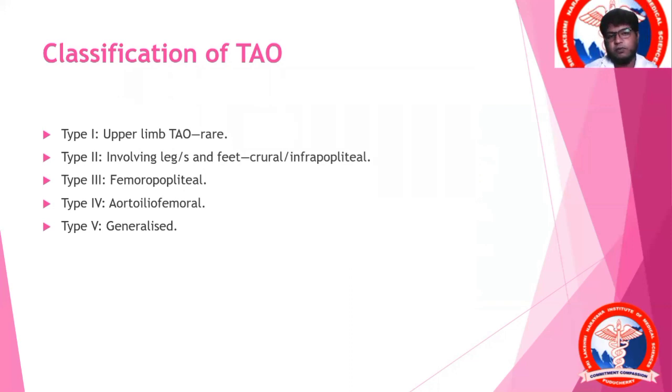Classification of TAO. There are 5 types. The first one is upper limb TAO, which is rare. Type 2 involves the lower limb, legs and feet, crural or infrapopliteal. Type 3 is femoral-popliteal. Type 4 is iliofemoral. Type 5 is generalized.